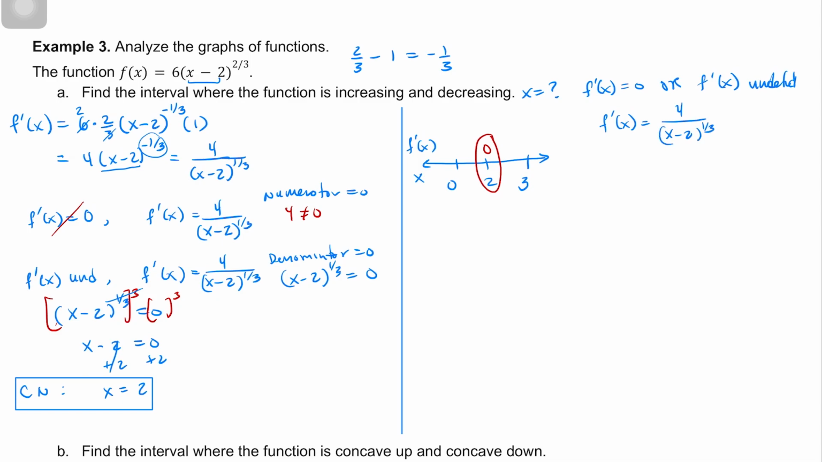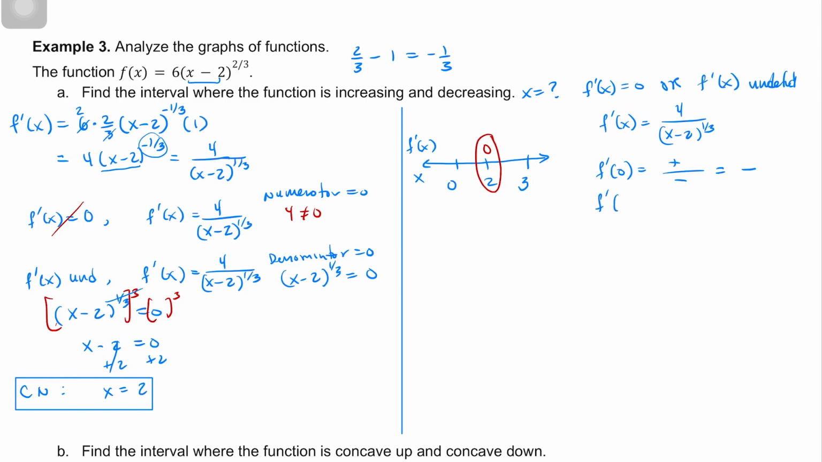So let's look at the first derivative. What happens when you plug in 0 in there? Well, the 4 is positive. When you plug in 0 for x, you get 0 minus 2, which is negative. Negative to the 1/3 power is still going to be negative. So positive times negative is negative.